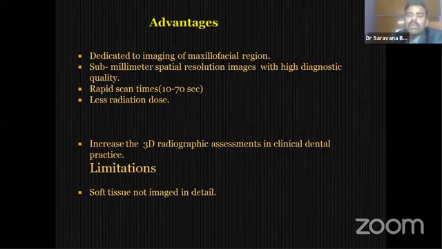Only one limitation is there in CBCT. Soft tissue cannot be imaged in detail. Because it uses minimal radiation dose, only bony tissues will be clear. We cannot see soft tissue detail, but we can analyze the soft tissue outline. For example, for an abnormality in the parotid gland, CBCT is not the ideal imaging modality.